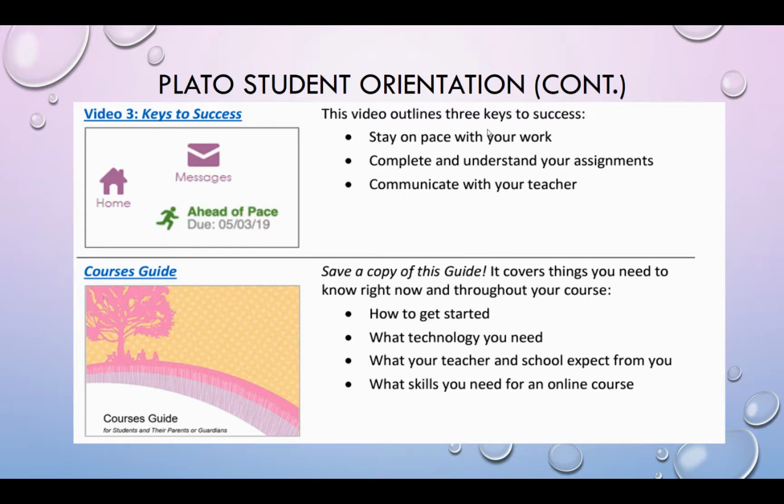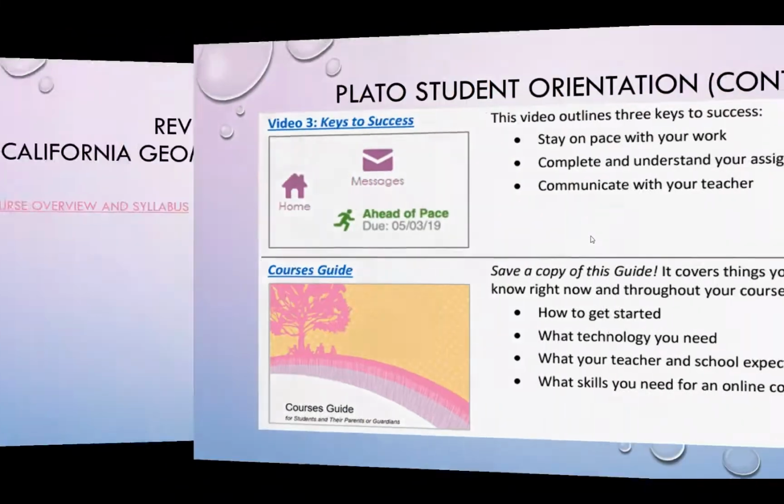So in the online environment, you're actually like a self-directed learner, but you are not alone. You have supports, but you have to ask. Not everybody can read your mind, so you need to ask for help. It also includes, as part of the student orientation, a courses guide. And they said to save a copy of this guide. It covers things you need to know right now and throughout your course: how to get started, what technology you need, what your teacher and school expect from you, and what skills you need for an online course.